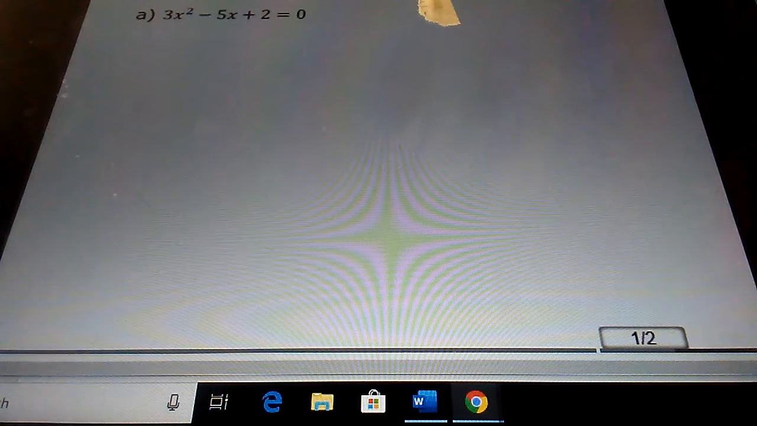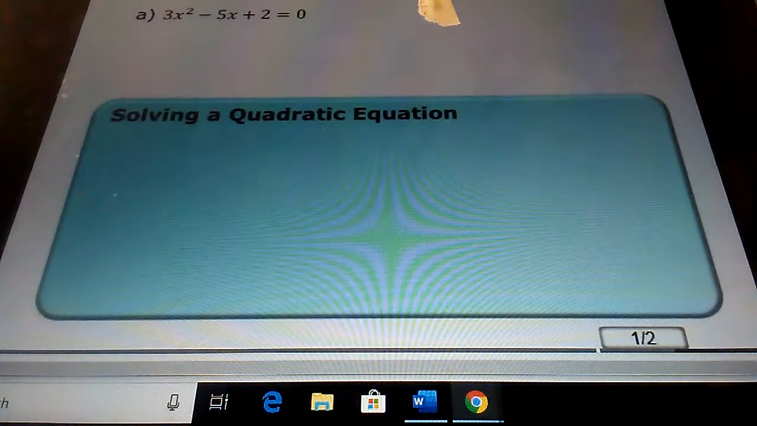sign. It is called a quadratic equation because it has a variable term to the second degree. To solve this equation, we want values of x that make this a true statement. Let's go over the process to solve a quadratic equation.